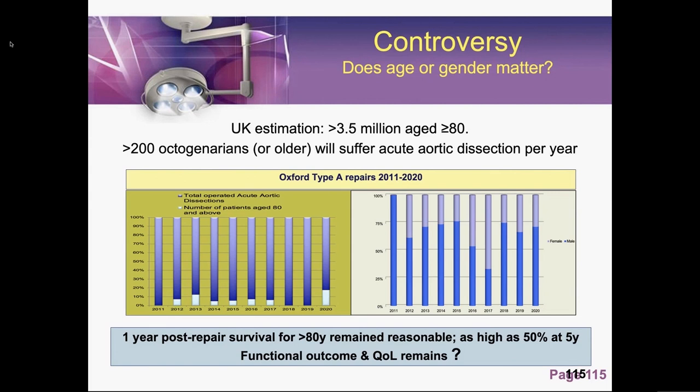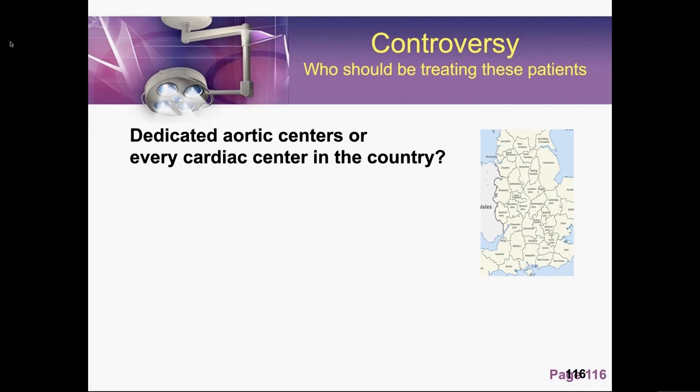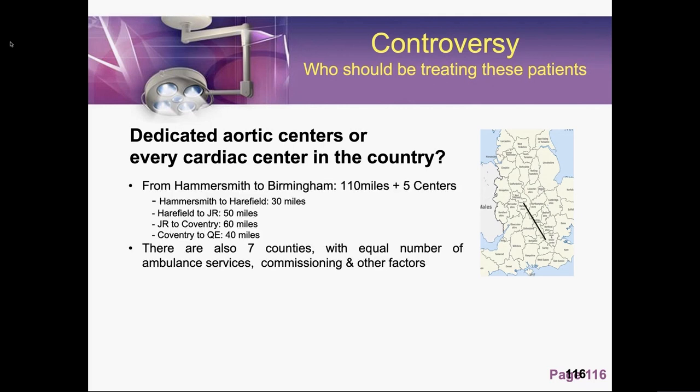With regards to the 80-year-olds, the post-repair survival beyond the 1 year remains reasonable and as high as 50% at 5 years. However, the functional outcome and the quality of life for these over 80 years old patients with a dissection that have been operated remains a question mark. One contemporary question is who should be treating these patients? Dedicated aortic centers or every cardiac center in the country?